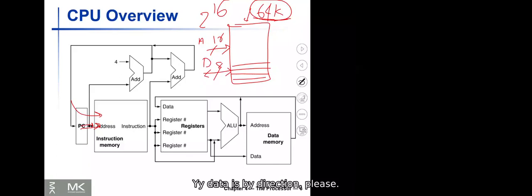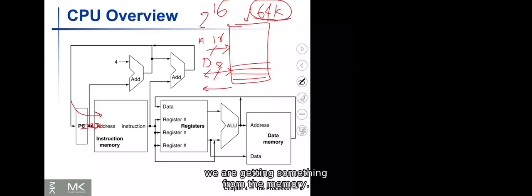Why is the data bidirectional? Any guess? Reading and writing? Yes, of course. Because in memory, when we are reading, we are getting something from the memory. And also, we should write in the memory, to update the memory. So it is bidirectional.